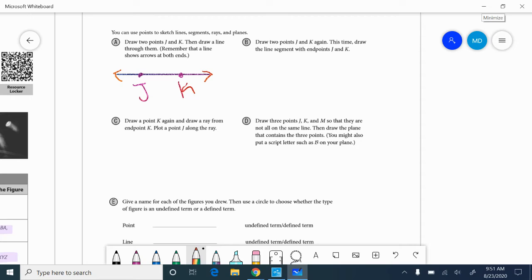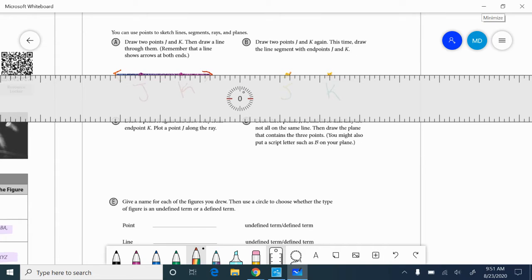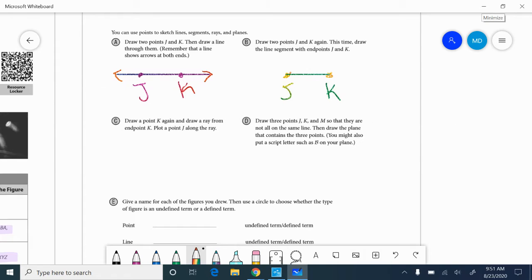For part B, it says draw 2 points J and K again. J and there's K. This time draw the line segment with endpoints J and K. So this time when I draw a line, it will not go past those endpoints. It's a line segment. It does not have arrows.